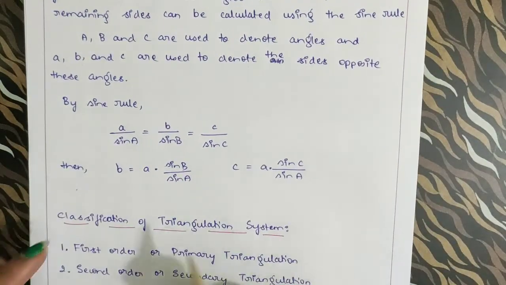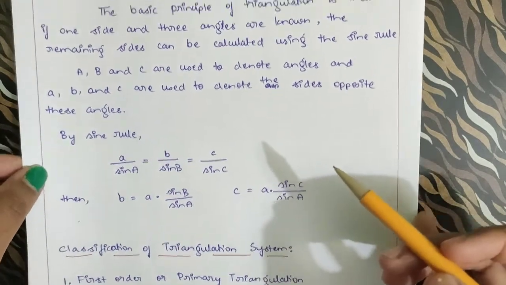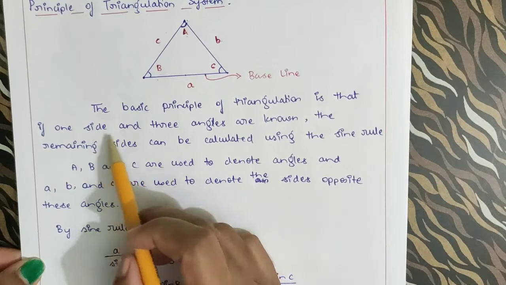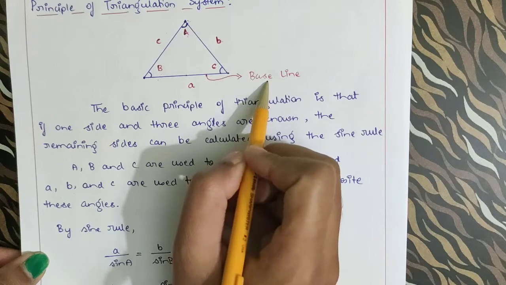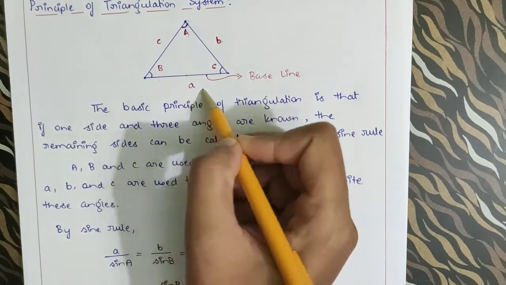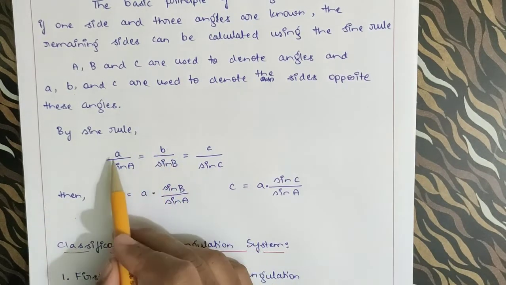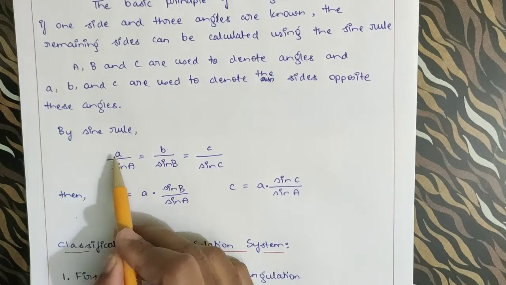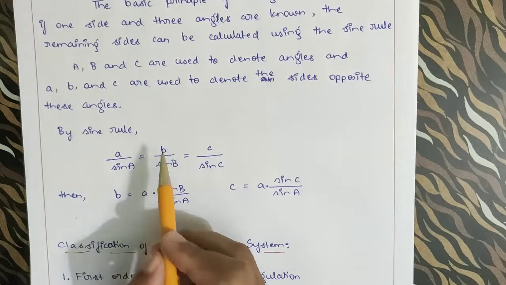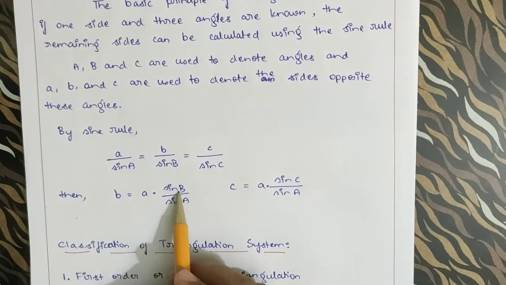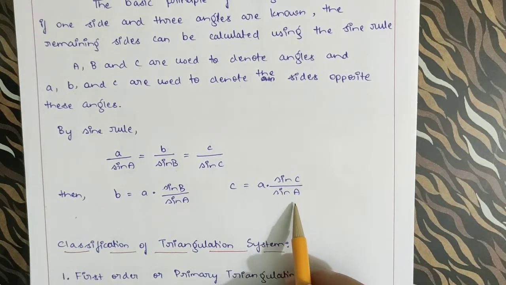Then here b becomes, so here we know the length of the baseline, that is the length of one side is known. The length of one side is known in the sense the length of baseline is known. So we know what a is here. So using these first two terms we can calculate b. As we know the length of the baseline a, sine A and sine B, we can calculate b, that is b is equal to a into sine B by sine A. Similarly c is equal to a into sine C by sine A.